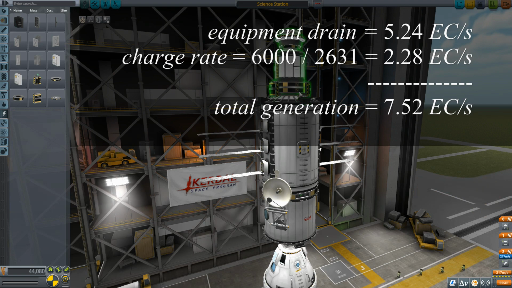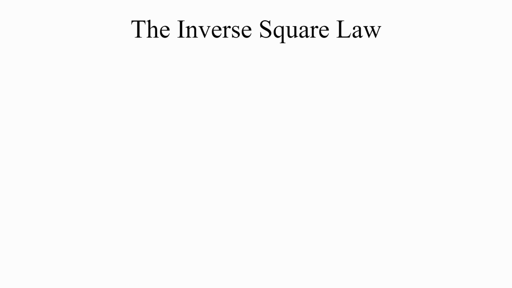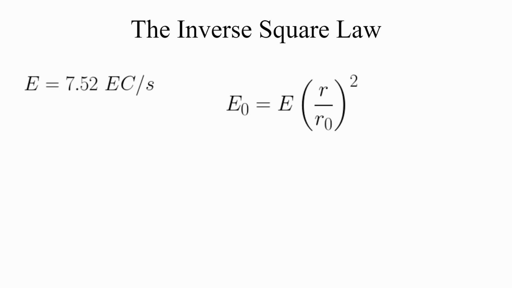So you might be thinking we can do that, but you know what? It gets better. We are closer to Moho, so our electrical generation will improve as we get closer to Moho by the inverse square law. So let's just pull up this formula that we created just a short while ago. Now the uppercase E is the electrical generation that we want, so 7.52 electric charge per second. The R is our distance from the sun when we are at Moho. Now Moho has an elliptical orbit, so the best plan is to take the worst case scenario. That would be that you're out at apoapsis, and Moho's apoapsis from the sun is 6.316 times 10 to the 9 meters.